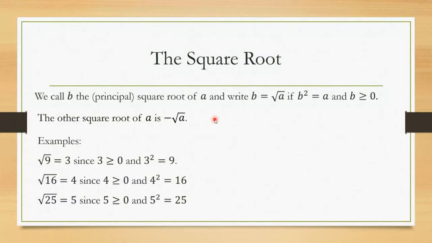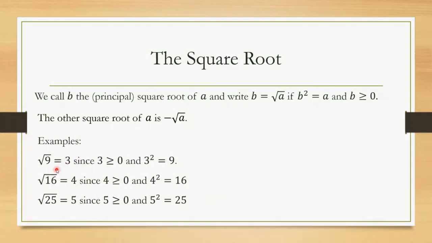And the other square root is just negative the square root of a. So this is the other notation, negative the square root of a. What's nice is that once you get the square root, the other one you just negate, which is nice.